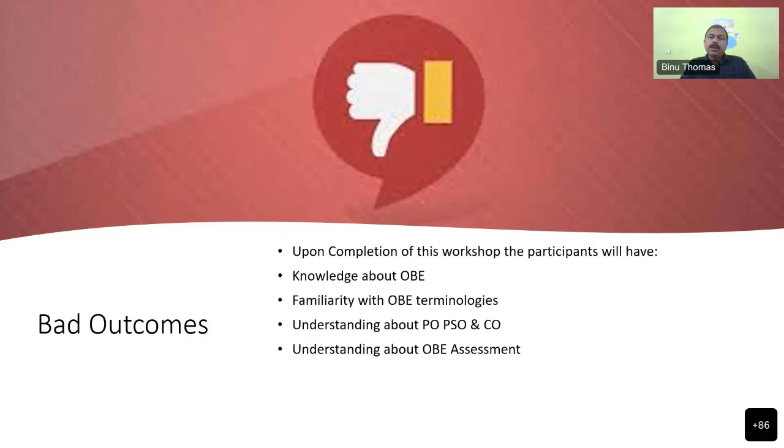I will start with the bad way of writing the outcomes, because most of the institutions who are trying to implement outcomes, if we go through the course outcomes and program specific outcomes defined by the institutions, in most cases we will see outcomes like this. Upon completion of this workshop, the participants will have the knowledge about outcome-based education. This, we can say, is a bad way of writing the outcomes of this workshop.